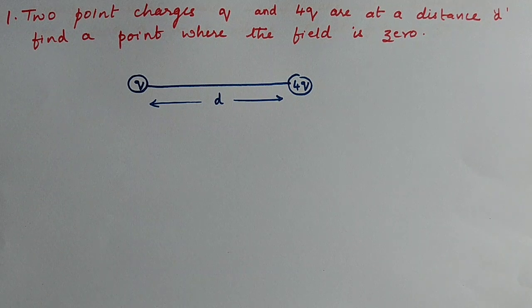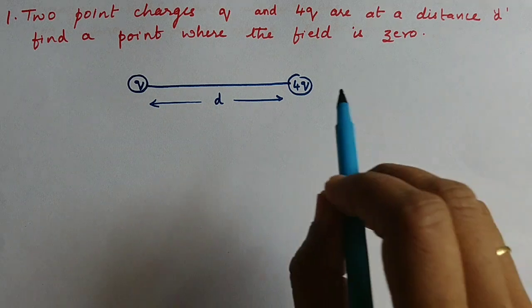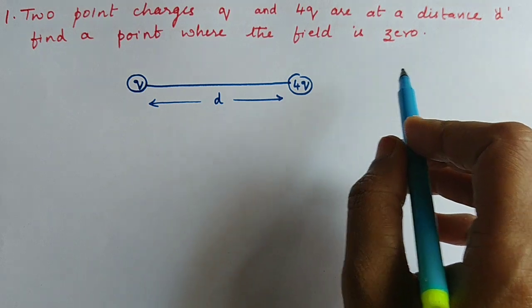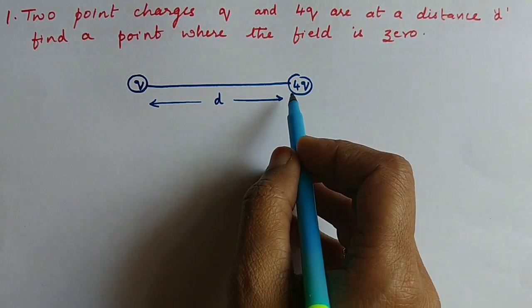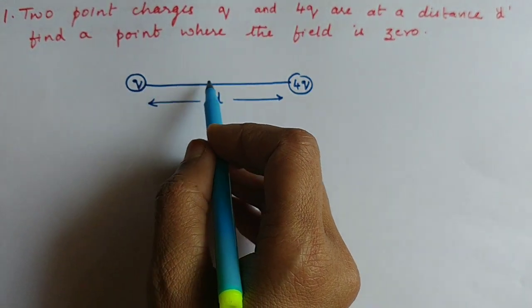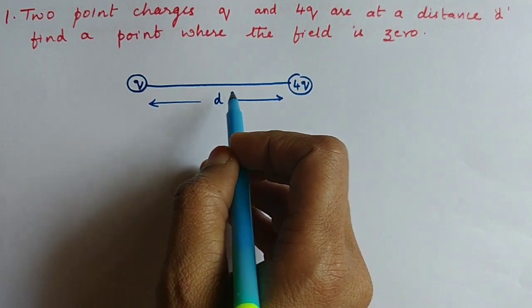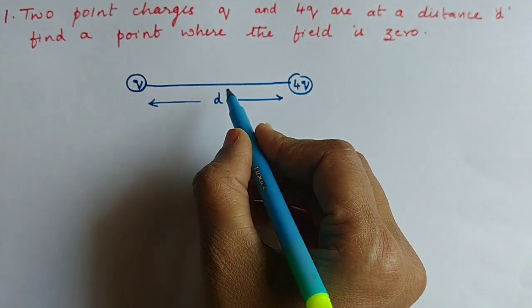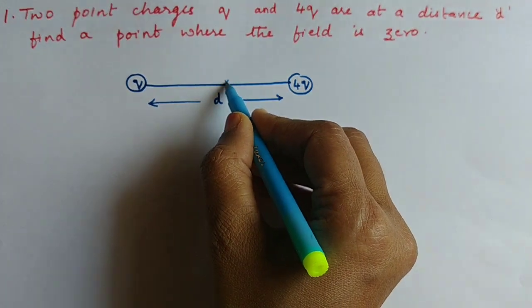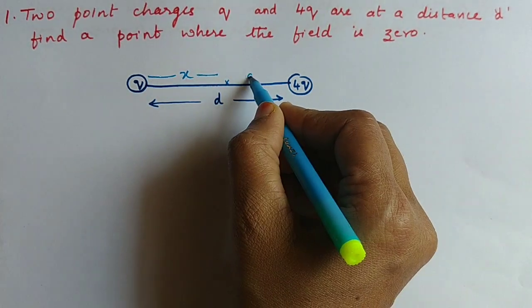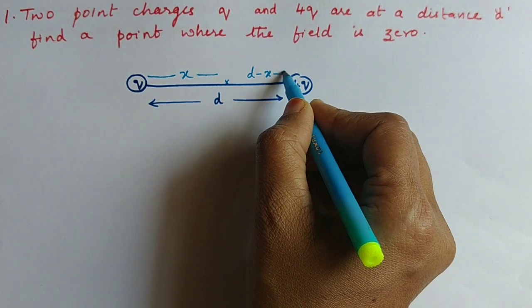Okay, today we will begin with numericals related to electric field. There are 2 point charges Q and 4Q at a distance d, and you have to find a point where the field is 0. So let Q and 4Q be 2 point charges. We know there cannot be a field line directed from positive to positive charge. So there is a point somewhere in between them where the field is 0. Select a point, let it be at a distance x from Q. So the remaining distance will be d minus x.